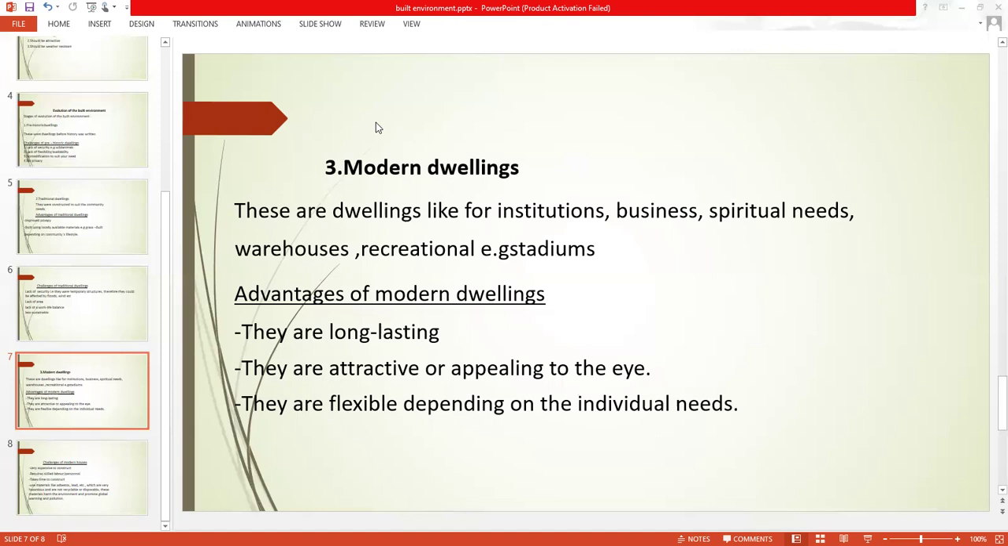Number 2, they are attractive or appealing to the eye. Most of these modern houses, some people have even used pure glass to make their walls, so they are very attractive. Number 3, they are flexible depending on individual needs. If you want to construct a church, a warehouse, or a recreation facility like a hotel, it just depends on the design that you want, so they are flexible depending on an individual's need.